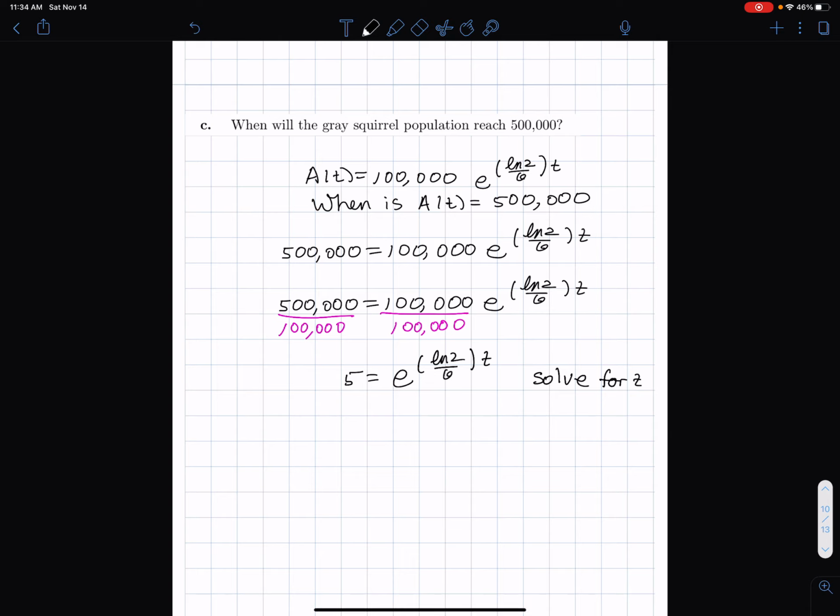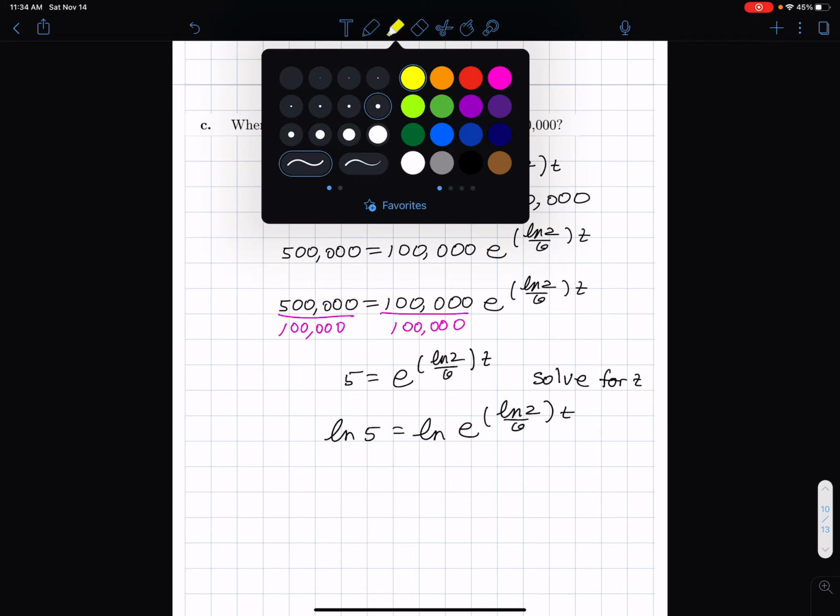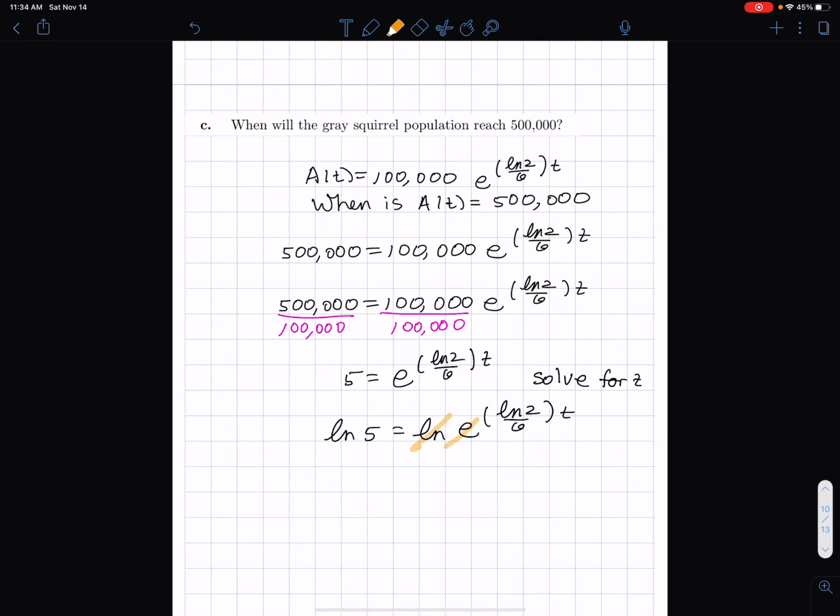Solving for t, what I do is I apply ln to both sides, because ln and exponential will cancel. Alrighty. Moving forward, ln and e cancel each other, and I get ln 5 equals ln 2 divided by 6 times t.